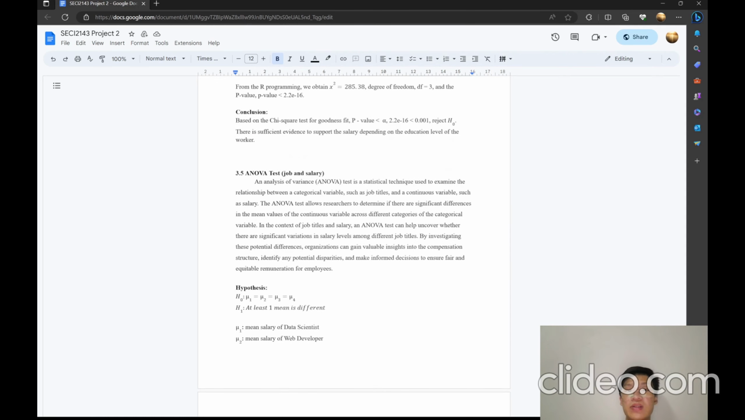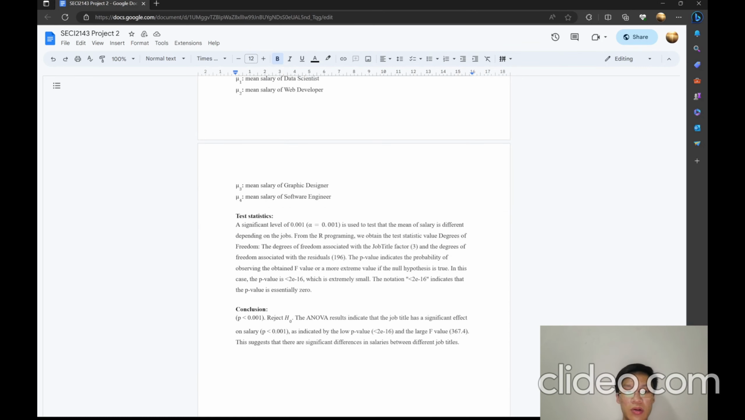And for the ANOVA test, we tested on the job title and the salary. So the conclusion here is that the p-value we got is 2 times 10 to the power of negative 16, which is essentially 0, so in conclusion, the p is less than the alpha value we tested, which is 0.001. So we reject the null hypothesis, so the result indicates that the job title has a significant effect on the salary, which means there is a significant difference in salary between the job titles.